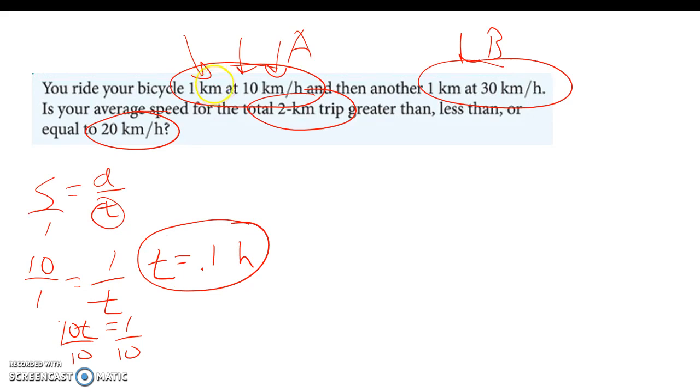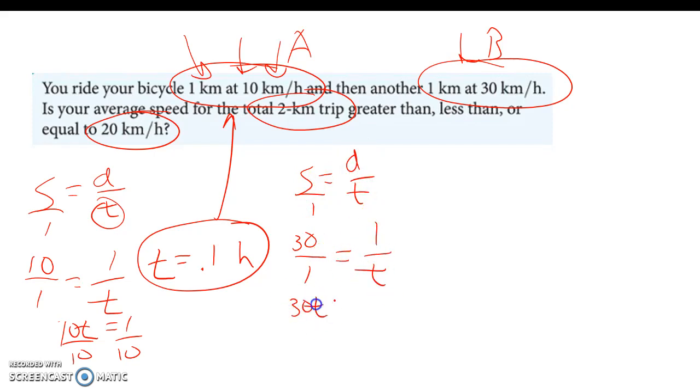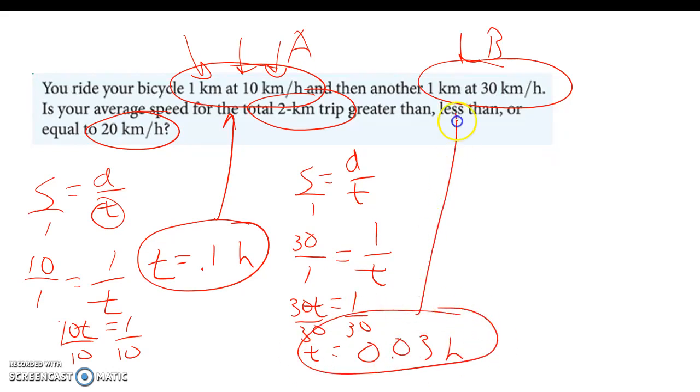Okay, so this took 1/10 of an hour, the first one did. We look at the second one, and we do the same equation, speed, distance over time. Our speed is 30. Our distance is 1 over t. So 30t is equal to 1. Divide both sides by 30. T is going to be 1 over 30, which, to find a decimal answer, 1 divided by 30 is equal to 0.03 hours. Okay, and that's the time it takes to do this.